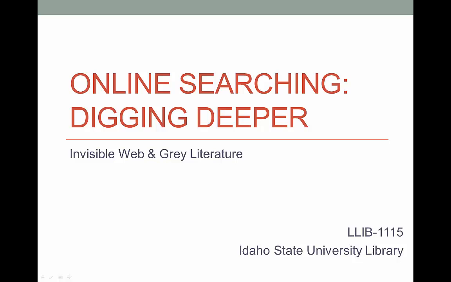This week, we're going to talk about two different, if somewhat related, topics. The first is the invisible web, the other is gray literature. Both require us to think a little differently about a typical Google search.